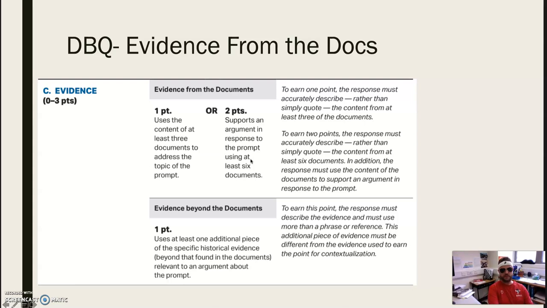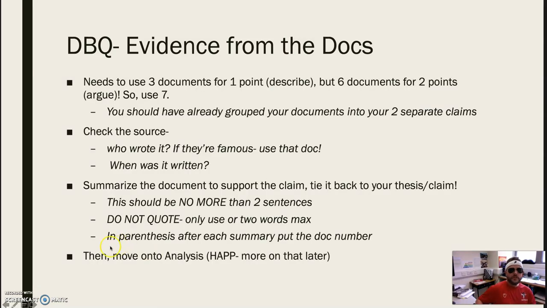And so let's break that down a little bit. All right, so looking at this, we're looking for evidence from the docs. So you need to use 3 documents for 1 point, describe, and just like I mentioned, but 6 documents for 2 points for an argument. So you might as well use 7, right? Do this for all 7. So at this point too, you should have already grouped your documents into 2 separate claims. You should have been like, all right, documents 1, 4, and 5, they look great for this claim, and then the rest of the documents look great for this claim. Oh, it's going to be perfect. You should have them already grouped together.